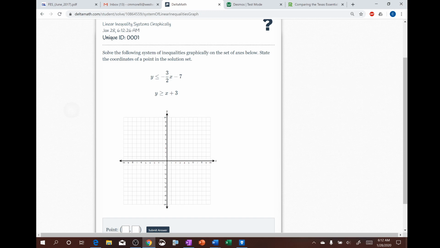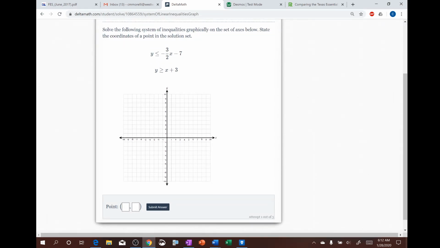Okay, so the way that you do this is you start by looking at this number right here. With this first inequality, you start with -7 and you plot that on the y-axis because that is the y-intercept of the linear inequality. And now you're going to use this slope to plot your next point. So you'll go down 3 over 2 to the right. So starting at -7, you go down 1, 2, 3, over 1, 2.